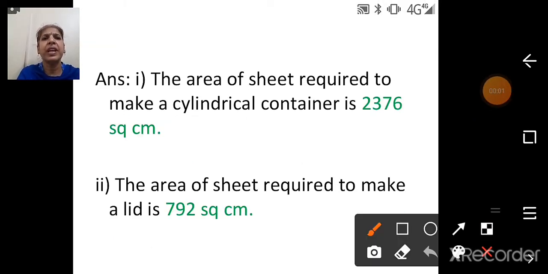So children, the final answer you will write. In the first one, what was asked is the area of sheet required to make a cylindrical container. So the answer: the area of sheet required to make a cylindrical container is 2376 square centimeter. And second, the area of sheet required to make a lid is 792 square centimeter.